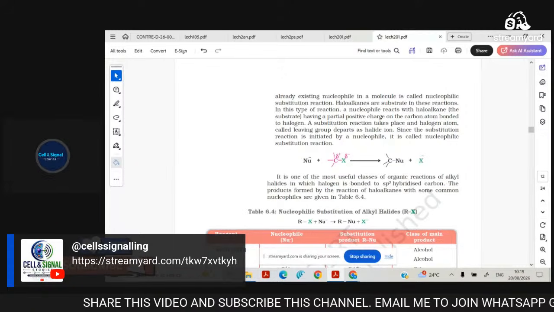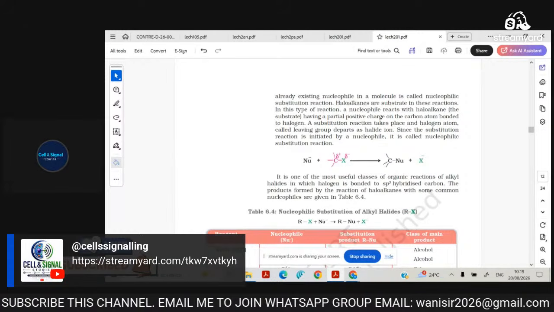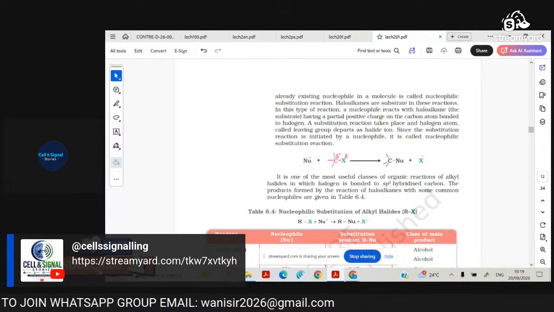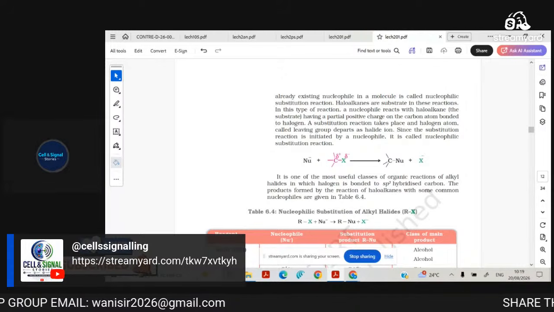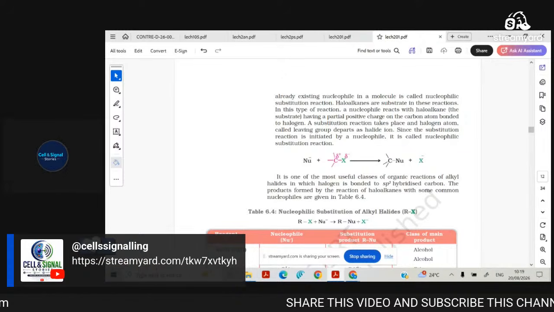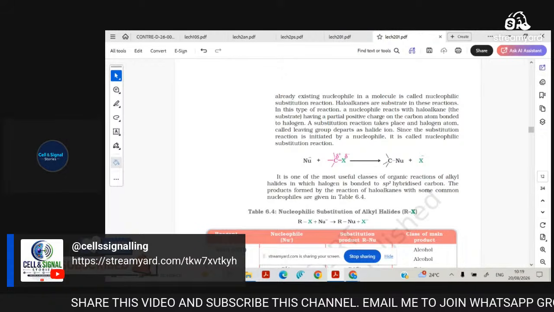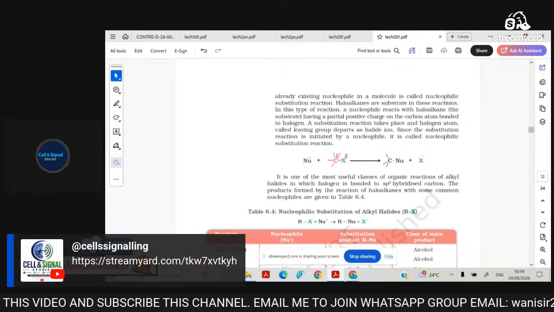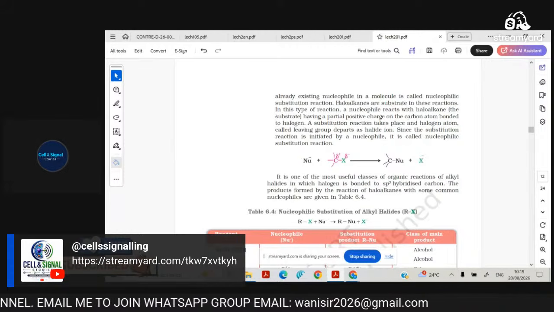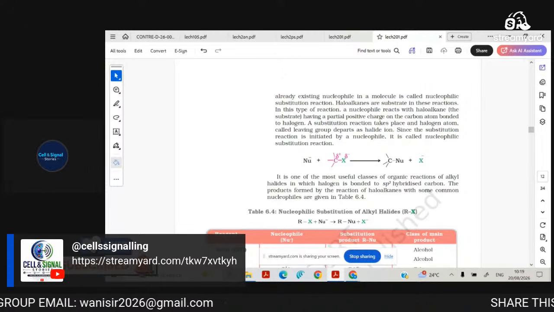One of the most useful classes of organic reactions involves alkyl halides, in which the halogen is bonded to an sp3 hybridized carbon. This is a very important point. Most of the time this question is asked: the halogen is bonded to what type of carbon? It is an sp3 hybridized carbon. The product formed by this reaction is a haloalkane, and some common nucleophiles are in the table.